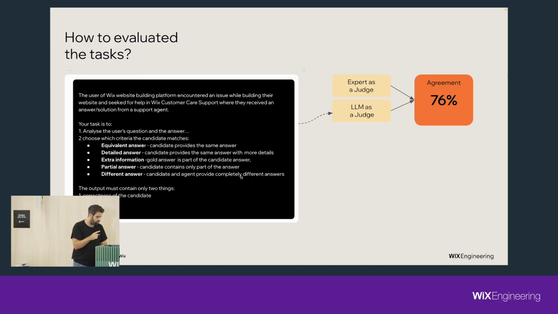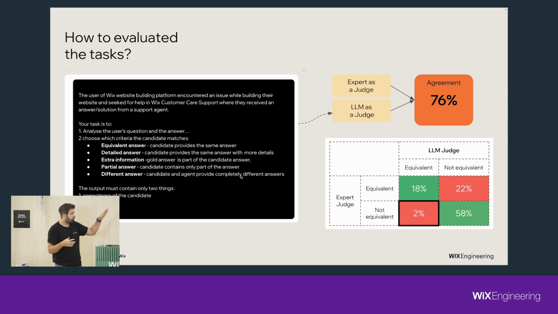And the main thing that we were looking at, this is a tip for you, is the false positives. What you have here is the confusion matrix between LLM as a judge and expert as a judge, and you can see that when the expert says that it's not equivalent and the LLM as a judge says it's equivalent, that's the 2% red box over there. This is the false positive we cannot have in our system. The LLM says that it's equivalent, that it's actually a good answer, but in fact it's not.